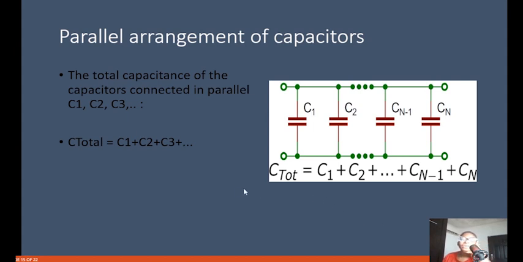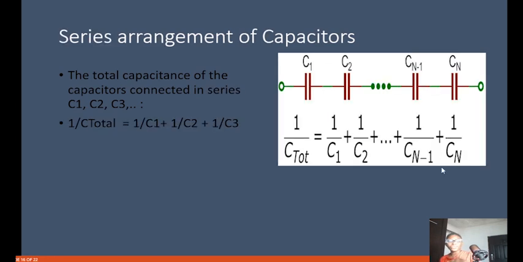Recall that for resistors, this was the series connection. When we wanted to calculate the total resistance, that's when we used addition. But for the capacitor, it is the parallel arrangement that we add together. So you're just going to have C1 plus C2 plus Cn and so on. Also, the series arrangement is like the parallel arrangement in the resistors. So the total capacitance of the capacitors connected in series is 1 over C1 plus 1 over C2, as we can see from this place.